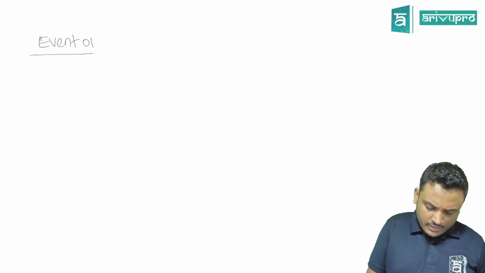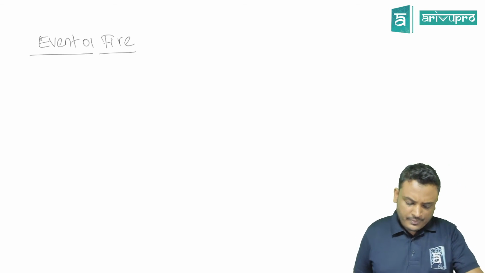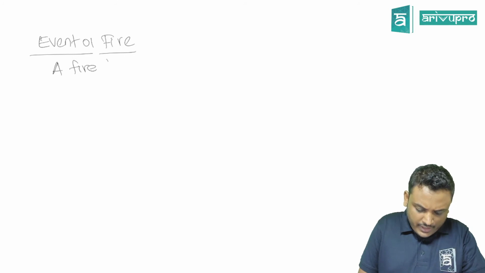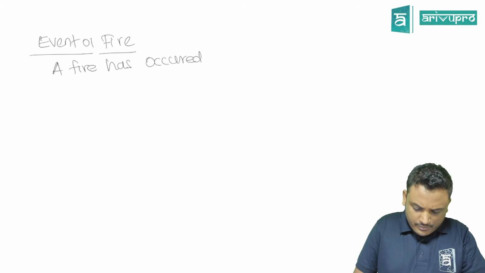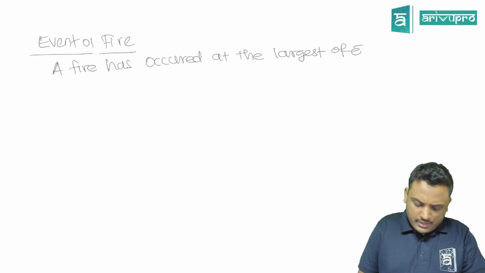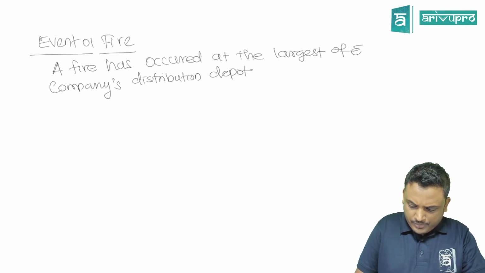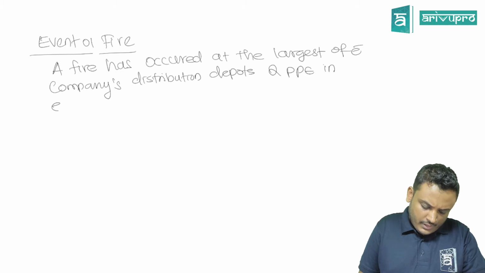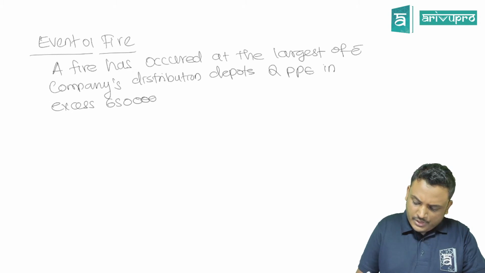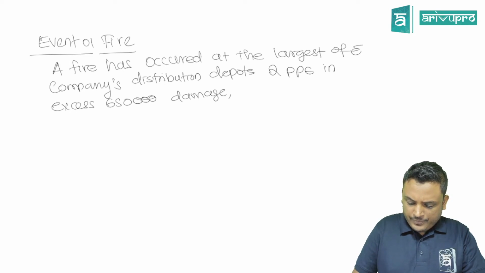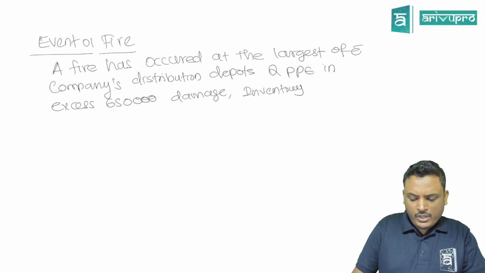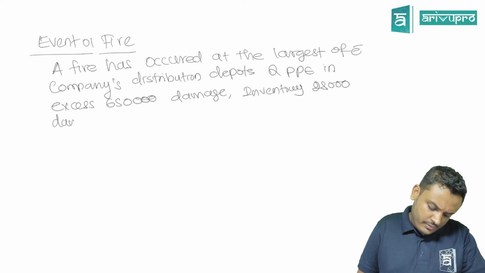Event 1. Fire. Write down the answer. A fire has occurred at the largest of the company's distribution depots and property, plant and equipment in excess of 650,000 damaged, inventory 25,000 damaged.